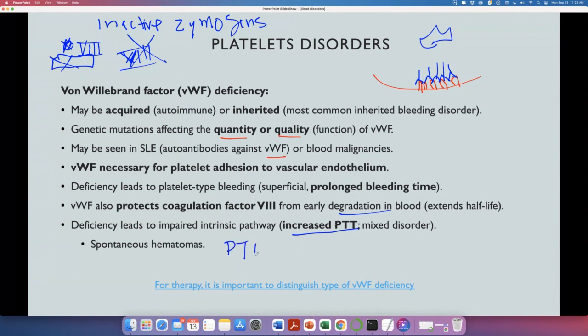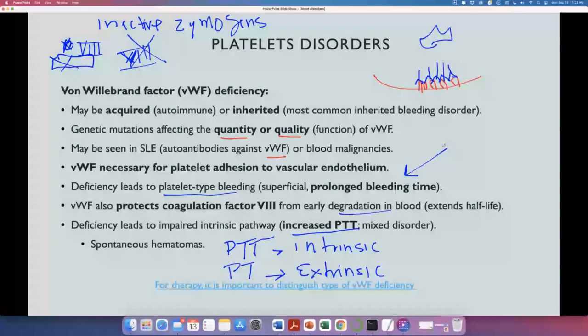When we make coagulation tests, they are going to have elevated PTT, partial thromboplastin time. The PTT test normally assesses the intrinsic pathway, while the PT typically assesses the extrinsic pathway. So depending on how severe the condition is, Bombiligram factor disease may manifest as only a platelet disorder with simply bleeding more than usual, or as a mixed disorder with prolonged bleeding time and also elevated PTT.